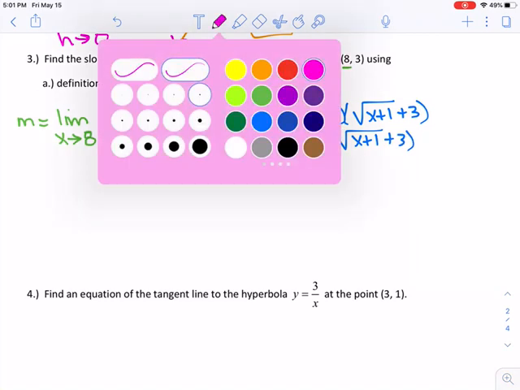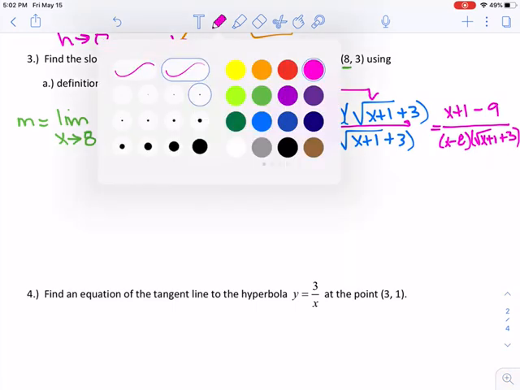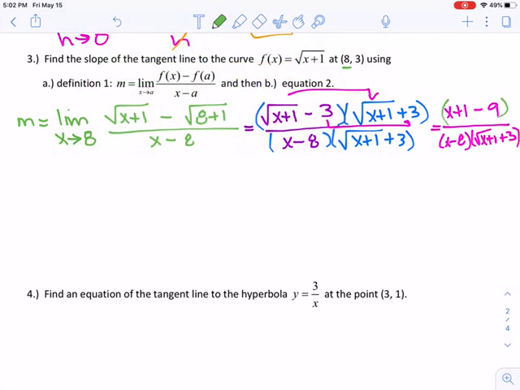In the numerator, our firsts are going to give us an x plus 1. We know that our outer terms and inner terms are going to cancel, and our lasts give us a negative 9. All over, always leave the other pair in factored form, x minus 8 times the square root of x plus 1 plus 3. Now I look and I have the same factor in the numerator and the denominator, an x minus 8 and x minus 8. Those are going to cancel.